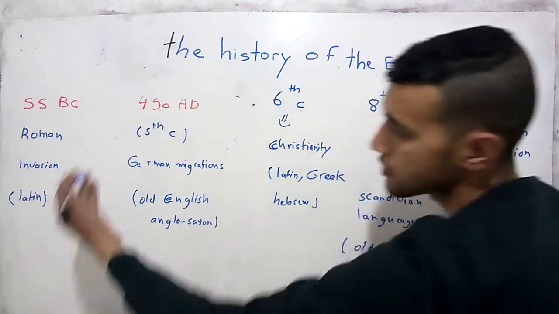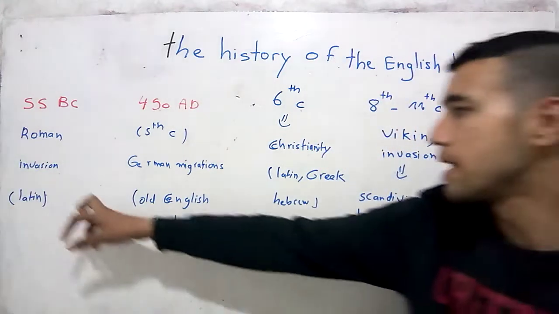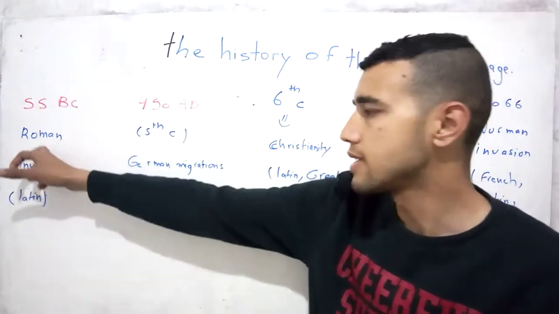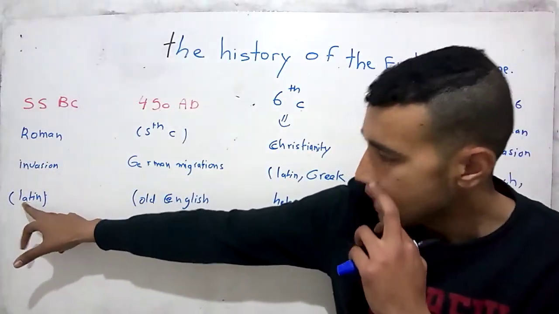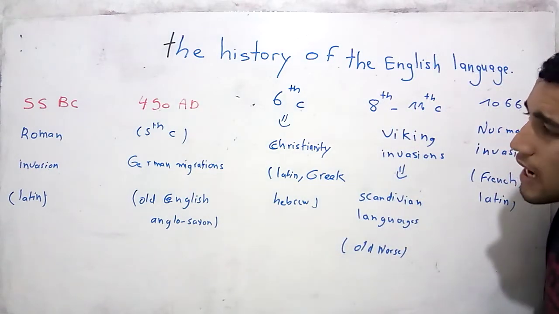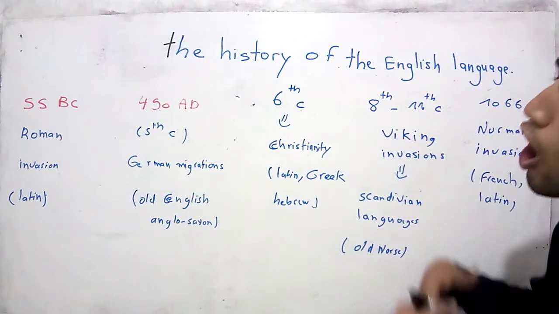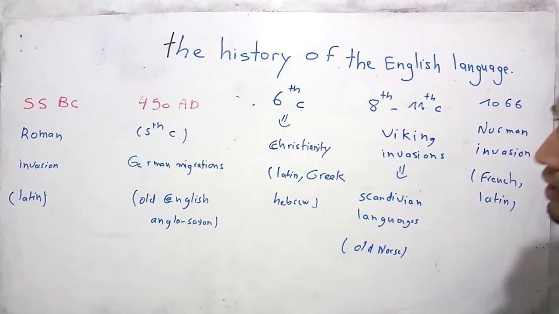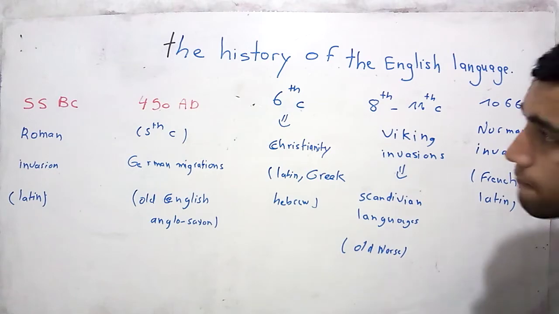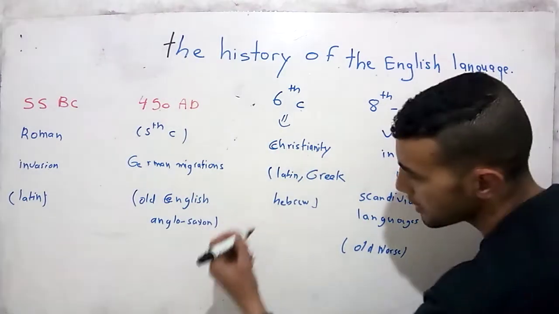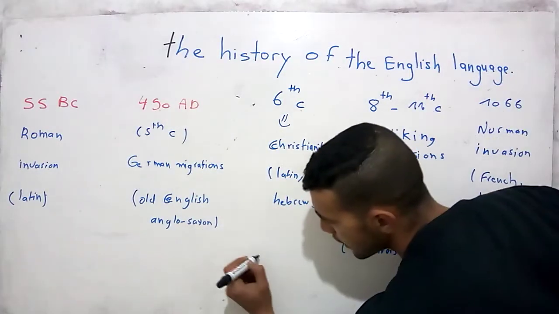Here we have 55 before Christ, BC. We have a Roman invasion. The Roman invasion gave us maybe Latin, because the English language has so many terms and so many concepts, and the vocabulary came from the Latin language.